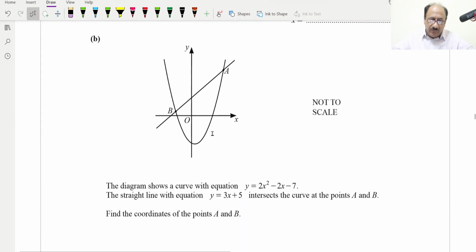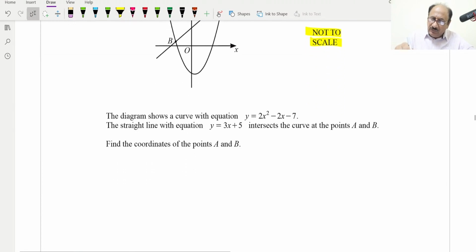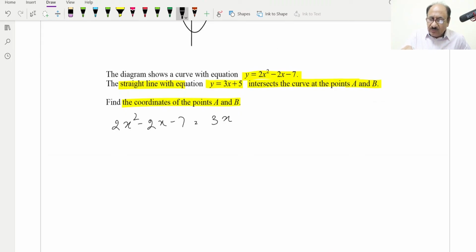Now we can go through part B also. This is a diagram which is not to scale. The diagram shows a curve with this equation, and this is a straight line equation, intersecting at points A and B, and we have to find the coordinates of A and B. To find the coordinates, we will equate both the equations given, and we will get the points of intersection. So we can write 2x squared - 2x - 7 is equal to 3x + 5.